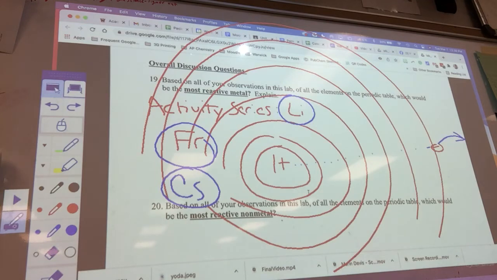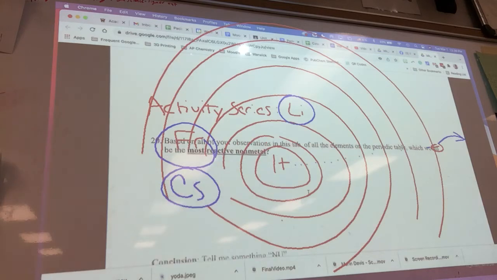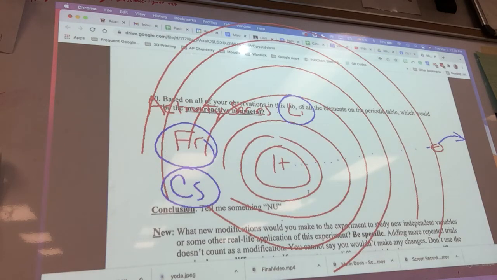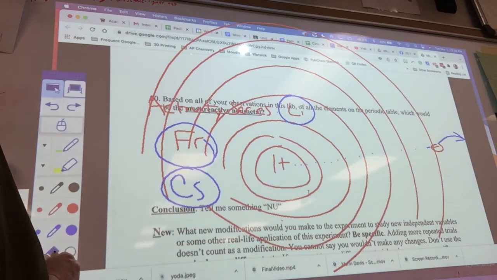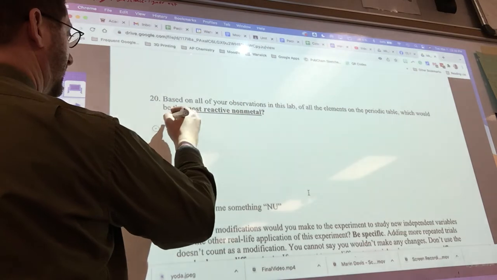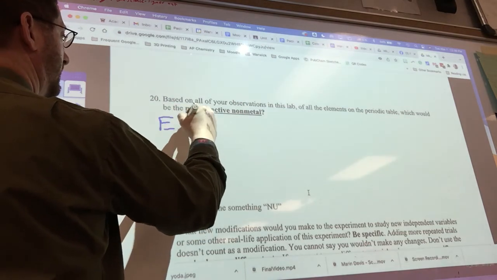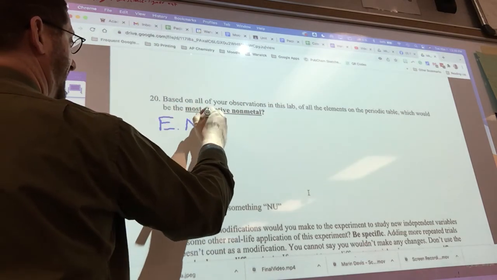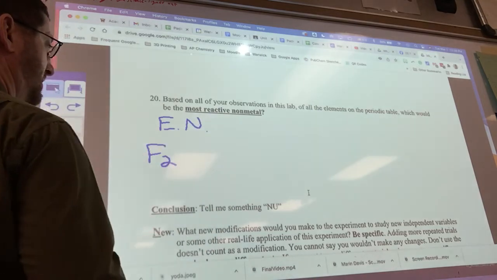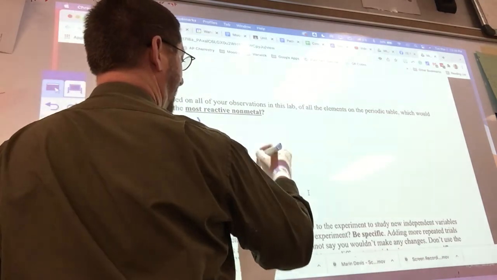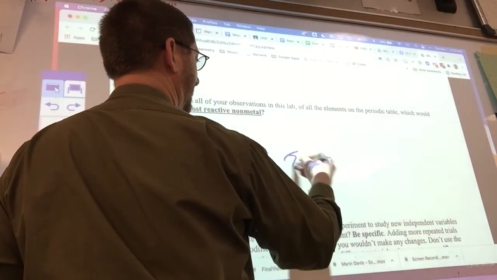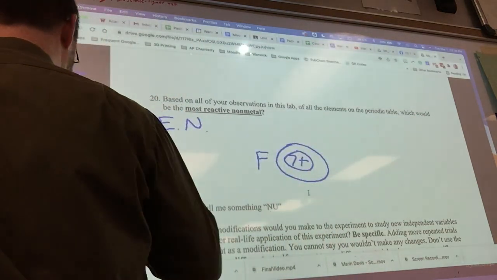Any questions on that? All right, group 3, based on all of your observations, what would probably be the most active or reactive non-metal on the periodic table? Yeah, probably fluorine. So again, from the electronegativity series on the back of the periodic table, that answer is definitely fluorine, F2. So when you're simply looking at an F atom, it's a 7+, and it's got 2 rings of electrons. So a super strong attraction to a negative being pulled in.